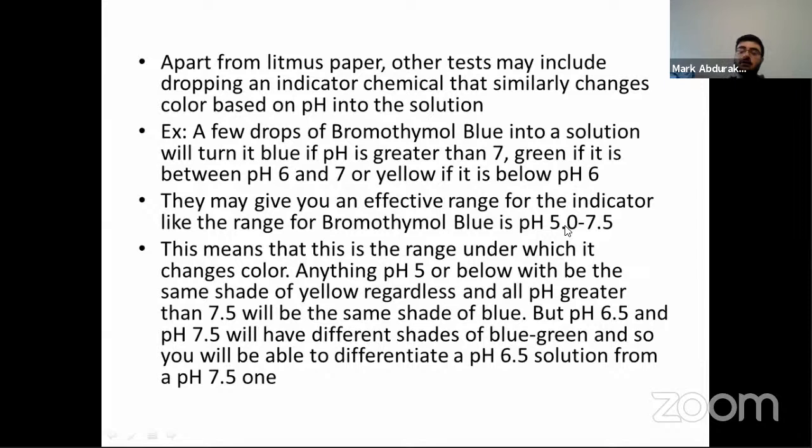But within the effective range, you would be able to, because it would show different shades or mixtures, right? For example, pH 6.5 and 7.5 will have different shades of blue-green, right? And you'll be able to tell this is 6.5, this is 7.5. You'll be able to differentiate the two solutions based on the shade the solution turns, okay? Within that range, the shade depends on the indicator used. Some of them are brown to yellow, others are blue to green, whatever, okay? Any questions about any of this?